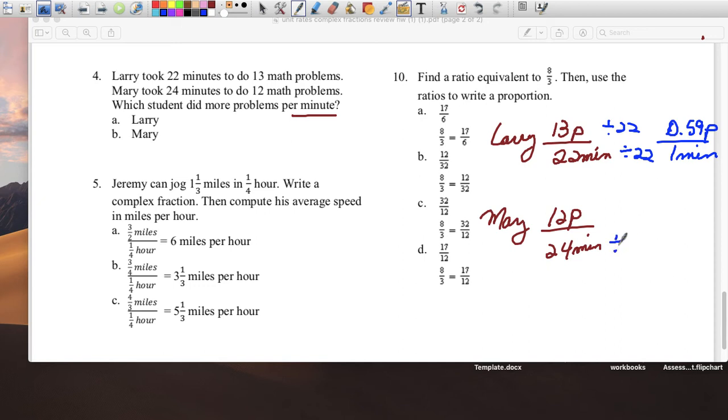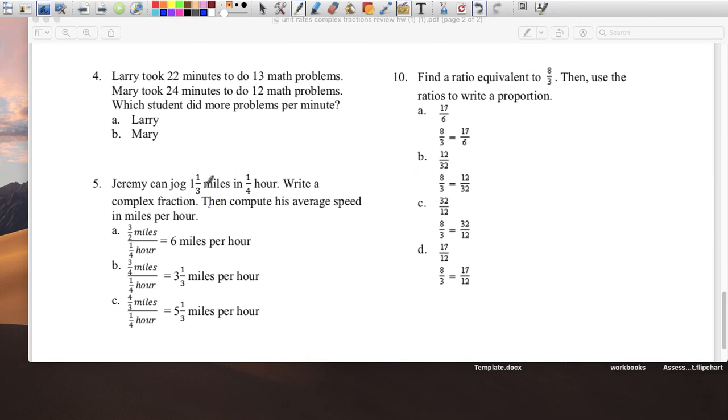Mary, you're going to divide this by 24. I'm going to divide this by 24. And in 1 minute, if you divide 12 by 24, you're going to get a half. She can do exactly half of a problem in 1 minute. So who does a little bit more? Larry, because he does just a little bit more than half. So the answer is Larry.